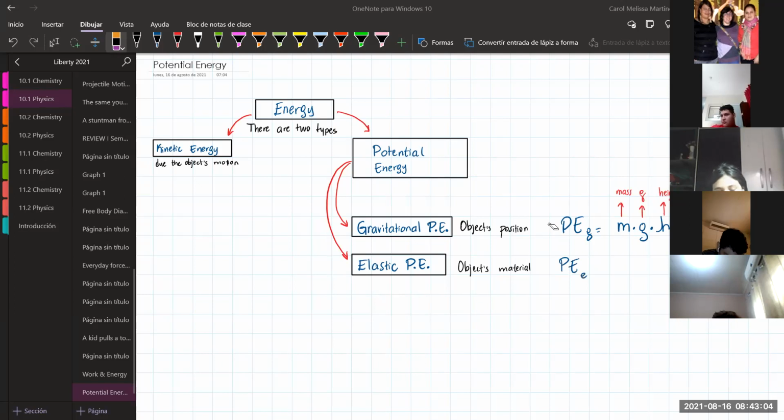Potential energy elastic is equal to 1/2 or 0.5, I prefer the decimal, 0.5 k x to the second power. Now that k is a constant, and this x is another value that I will specify here. Now, the letter k is what we know as constant of elasticity.